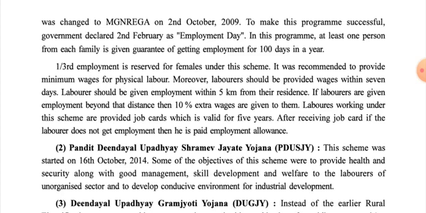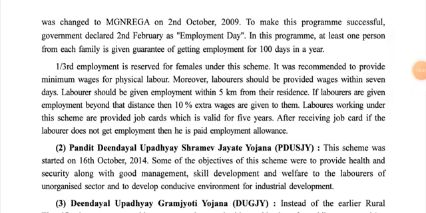Next paragraph: 1/3 of employment is reserved for females under this scheme. Note this statement also. It was recommended to provide minimum wages for physical labor. Moreover, laborers should be provided wages within 7 days. Laborers should be given employment within 5 kilometers from their residence. If laborers are given employment beyond that distance, then 10% extra wages are given to them. Laborers working under this scheme are provided job cards, which are valid for 5 years. After receiving a job card, if the laborer does not get employment, then he is paid an employment allowance.